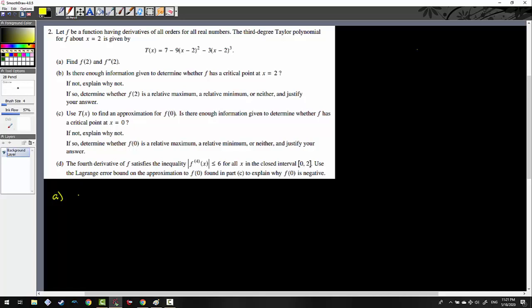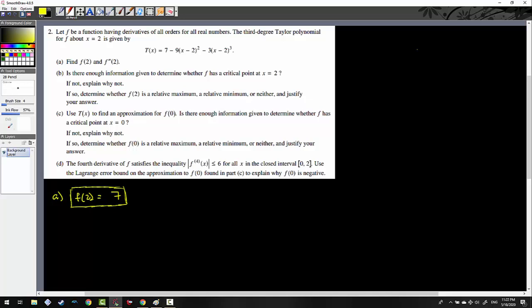F of 2 is like plugging into your Taylor polynomial. What that does is it makes anything with an x minus 2 in it go away. So I'm hoping that f of 2 straight up being 7 is clear enough. If it's not, as always, comments and questions are welcome in the comments area. Again, I just plugged 2 into my Taylor polynomial, making the terms with the x's become 0, so that canceled out pretty quickly.